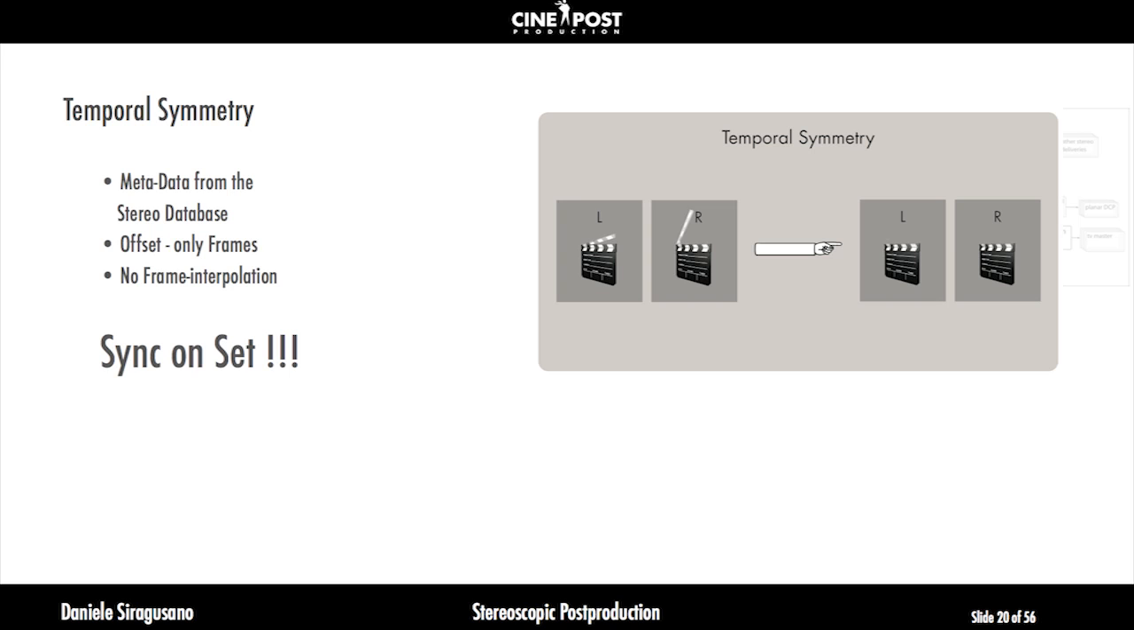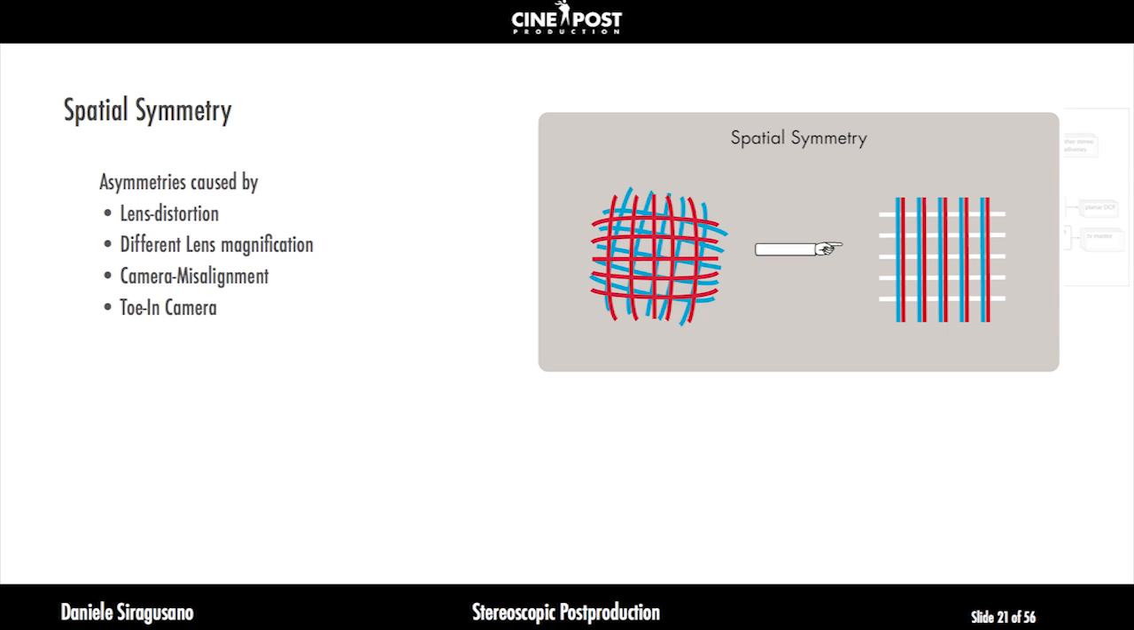So we can only correct for whole frame offsets. There are some interpolation algorithms out there, but they are not robust yet. So that's why we are saying the real temporal symmetry has to be achieved on set. If you're on set, what you really have to make work properly is the synchronization of both cameras.